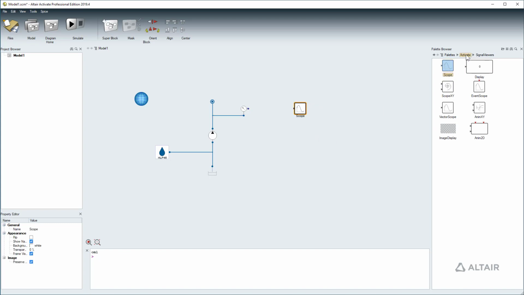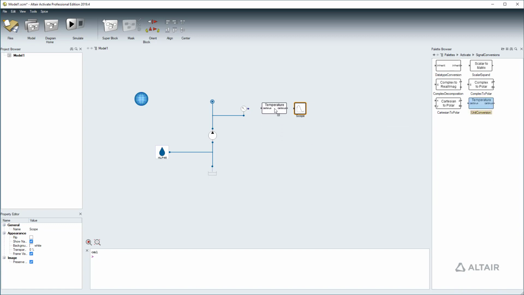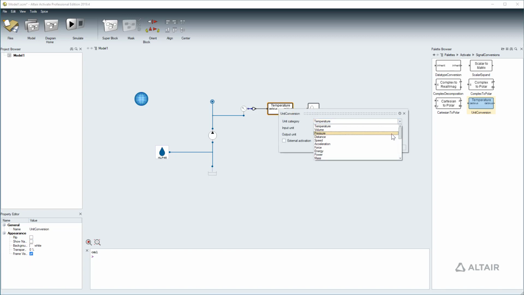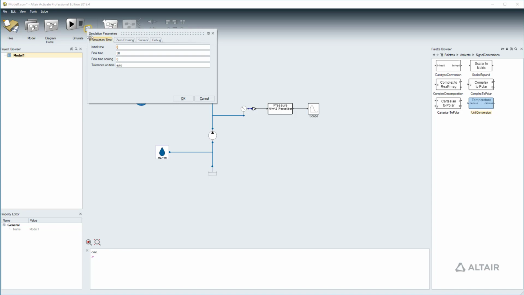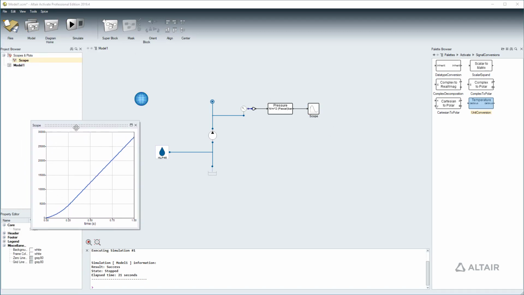All values are normally shown in SI units, but I like to see the pressure in bar. So I add a unit conversion and set it to pressure and output to bar. And I change the simulator settings, final time to 1 second. That's enough in this case. Let's start the simulation. Let's have a look at the results. Here we can see the pressure is rising from 0 bar up to 30,000 bar.